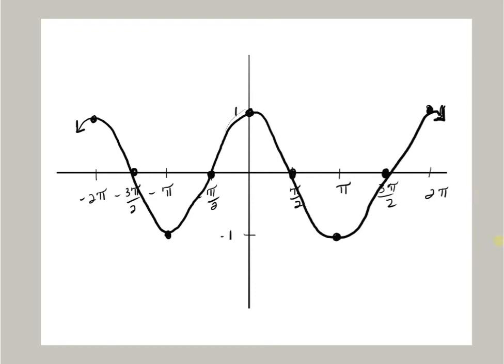Okay, so there's our cosine curve. No big deal. Now, tangent, it's kind of a tricky little guy, and he's not going to look the same as his friends. We're still going to use the same reference angles. We're still going to use pi over 2, pi, 3 pi over 2, and 2 pi. We're still going to use negative pi over 2, negative pi, negative 3 pi over 2, negative 2 pi.